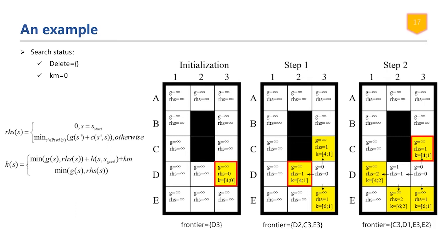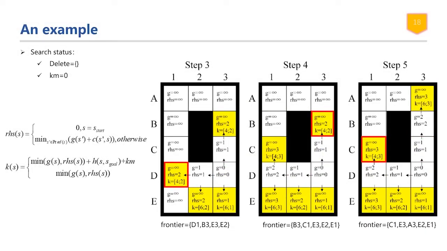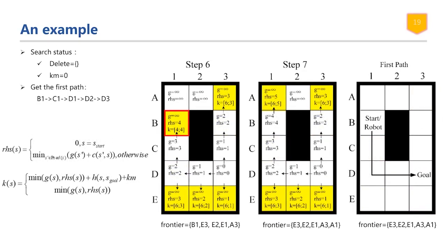From initialization to step 7 represents the process of the first expansion. Finally, we get the path pointed to by the first path. At the end of the first search, we get the first path, and the frontier contains this vertex. And also, this is a search tree. The search tree starts from D3.